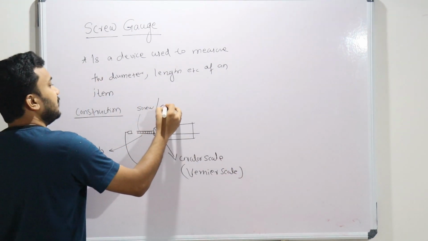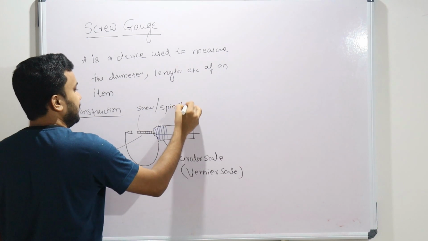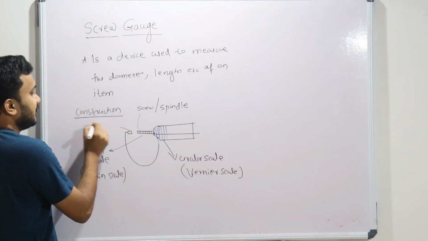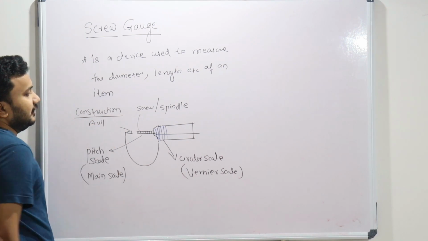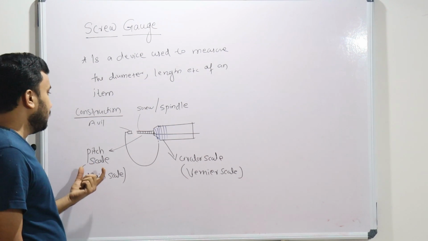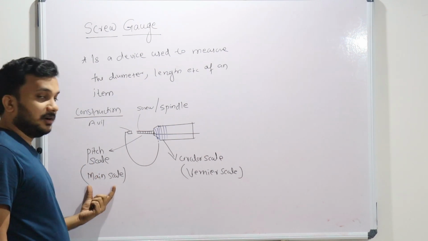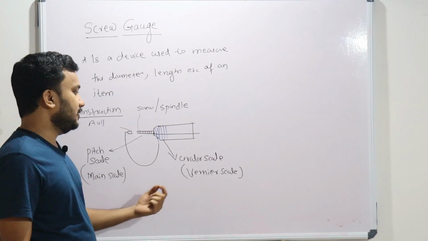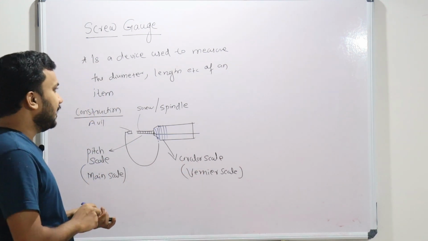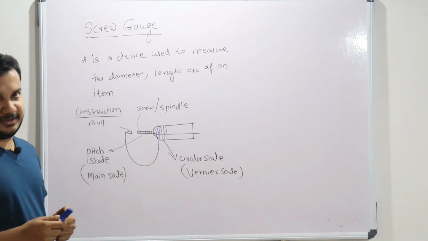This screw is also called a spindle, and this is also called an anvil. That is not important, but for us these two terms are important. One is called the pitch scale, which is also called the main scale. Another one is called the circular scale, which is also called the vernier scale. Okay, and we have the screw, also called the spindle.